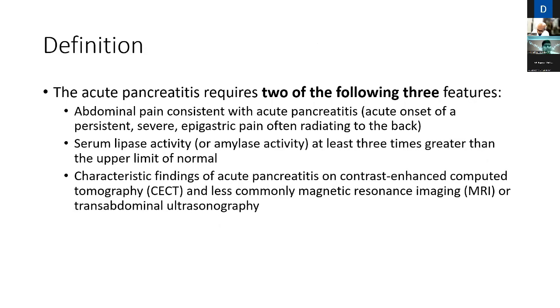So, how do they define acute pancreatitis? They require two of the following three features. One is clinical, like the patient had abdominal pain consistent with acute pancreatitis. We all know there is acute onset of persistent severe epigastric pain, which often radiates to the back. Biochemically, serum amylase and lipase should be at least three times the upper limit of normal value. And third, radiological, in which there is a characteristic finding on CT and less commonly on MRI or ultrasound abdomen.